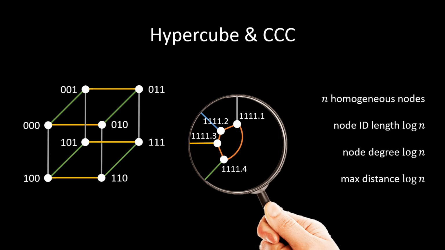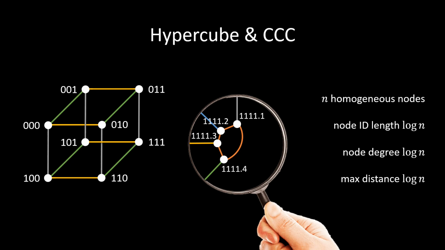First, all the nodes in the network are homogeneous, which means that all nodes are alike and no node stands out. Second, each node has a short unique ID, usually about log n bits if there are n nodes in total. Third, each node has a small node degree, at most logarithmic in the number of nodes. Some networks have an even smaller node degree. The CCC, for instance, only has a constant node degree of 3.